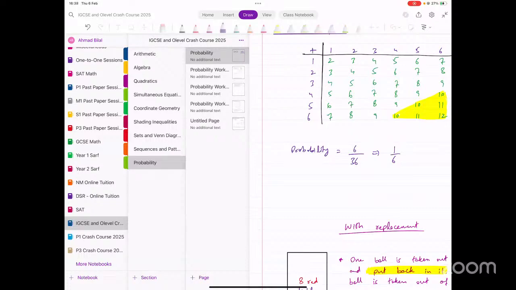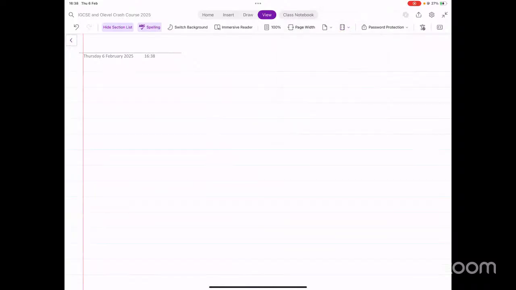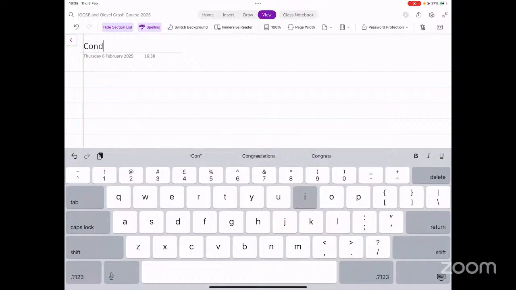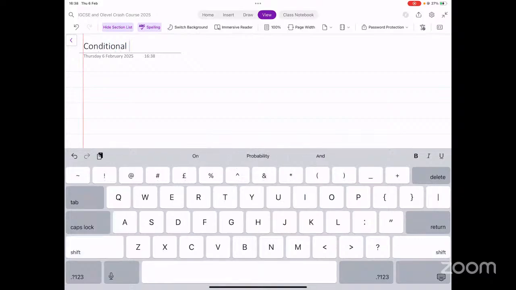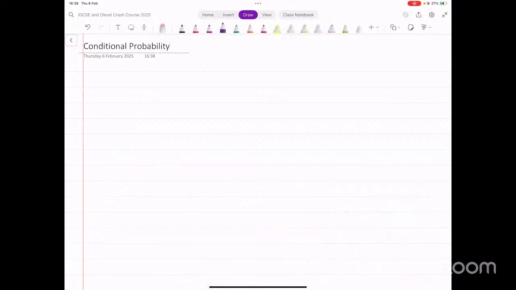Now, the first thing that I want to do today is understand the idea of conditional probability. Now, this is part of the IGCSE math syllabus, but it's not part of the O-level math syllabus. So if you're from O-levels, you can skip this part. If you're from IGCSE, you need to know this as well. Okay. Now, what is conditional probability?